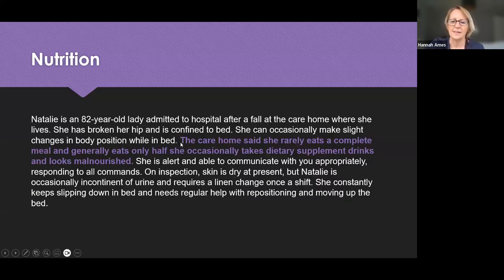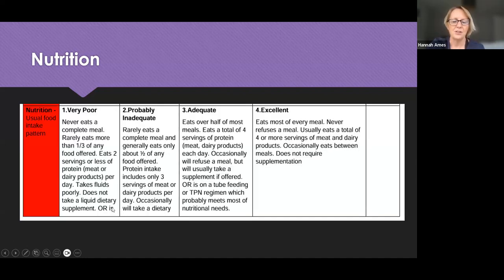So I highlighted this again. The care home says she rarely eats a complete meal and generally eats only half, and she occasionally takes dietary supplement drinks. So on nutrition, we're here on number 2. So she rarely eats a complete meal and generally eats only about half, and she has some dietary supplements. So that's where she sits. She only eats about half. So that scores her another 2.